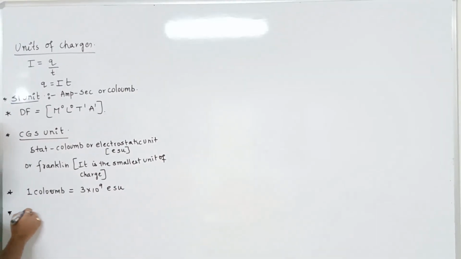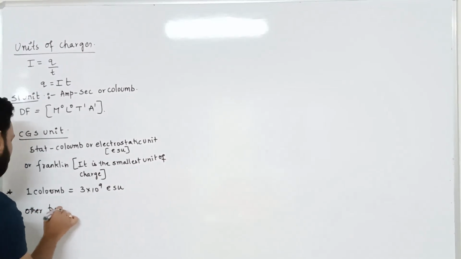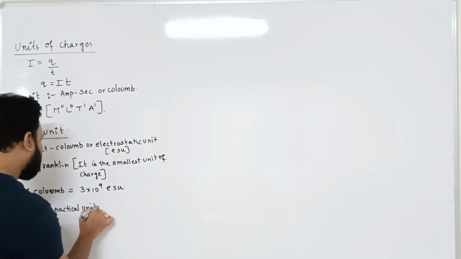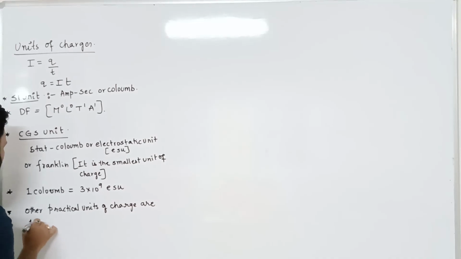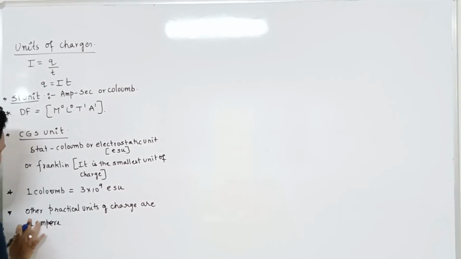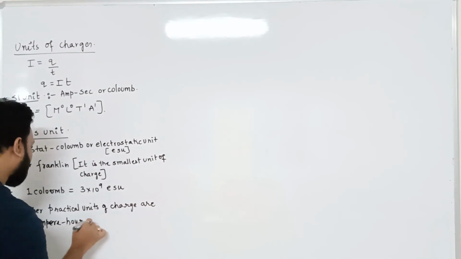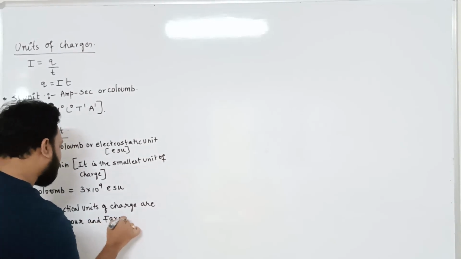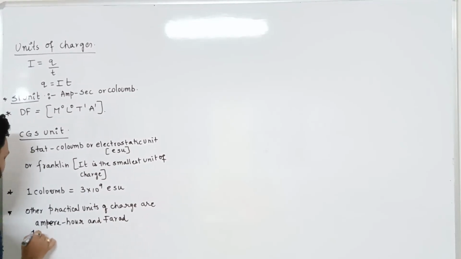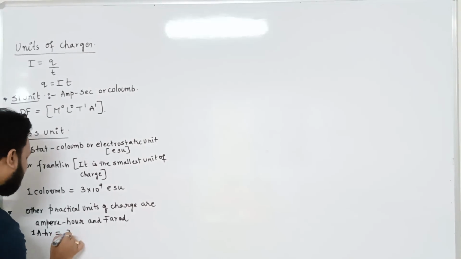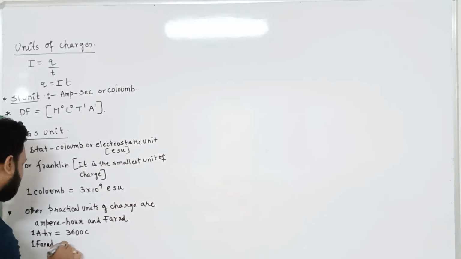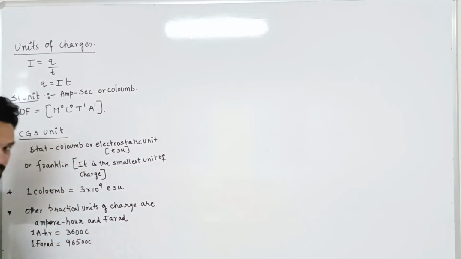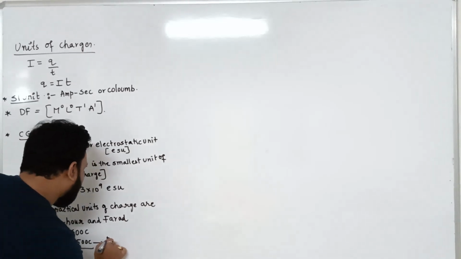The next point about charge is other practical units. Other practical units of charge are the ampere hour and the farad. 1 ampere hour consists of 3600 coulomb, whereas 1 farad consists of 96,500 coulomb, where this 1 farad is the biggest unit of charge.